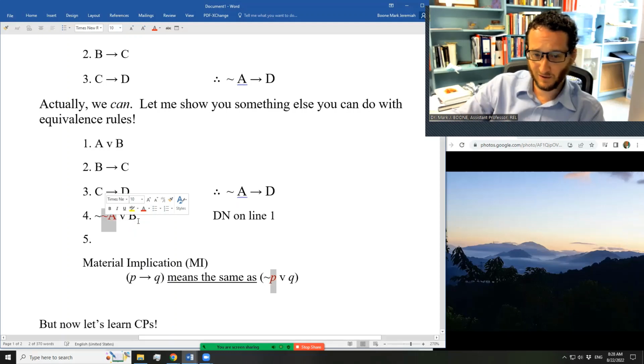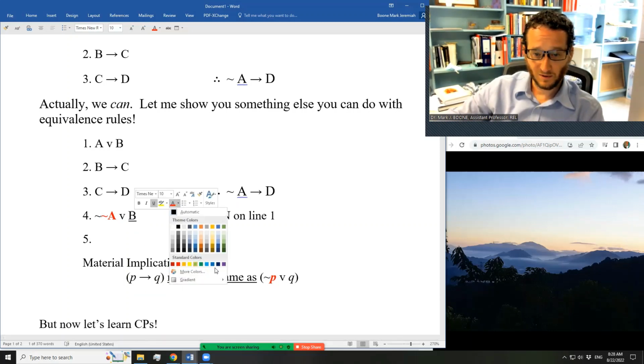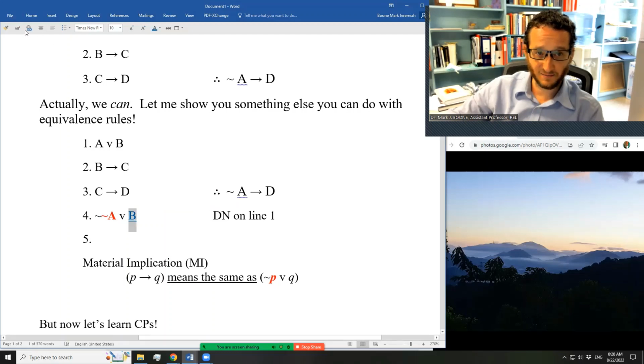I do believe I feel like color coding this. Let's make that bold and red. And then let's make this one blue and underlined.